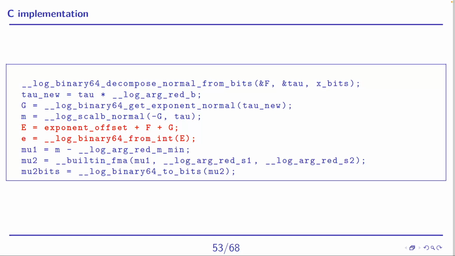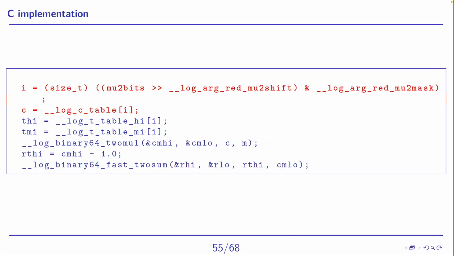Once I have what my exponent is going to be, I just put it into place for future reference and just leave it there. Next thing I'm going to do is that when using my new m, I need to determine what's the index that I need to access my tables. And that's basically what I'm going to do.